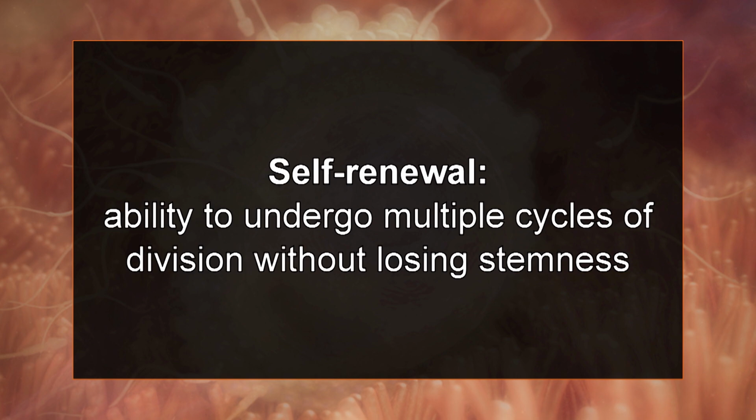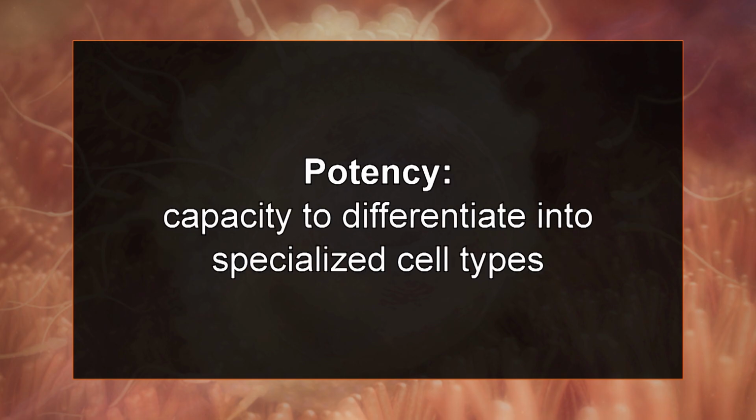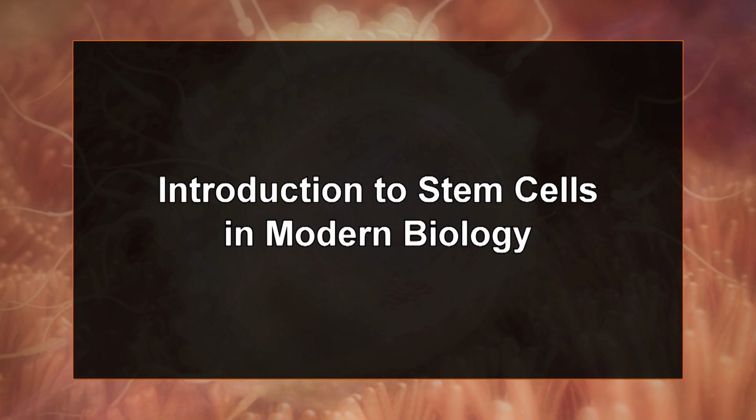Moving on to key properties of stem cells. Number one, self-renewal: the ability to undergo multiple cycles of division without losing stemness. Number two, potency: the capacity to differentiate into specialized cell types. Embryonic stem cells are pluripotent, whereas adult stem cells are multipotent.